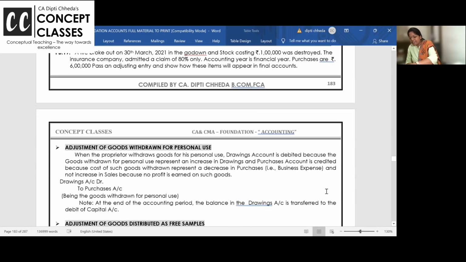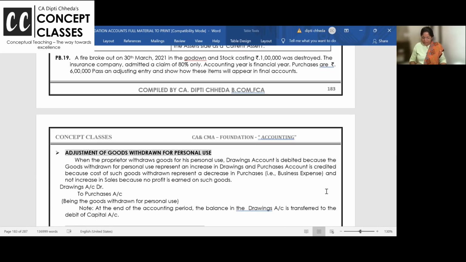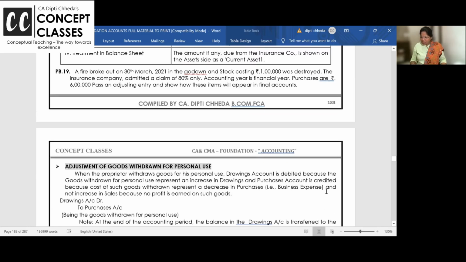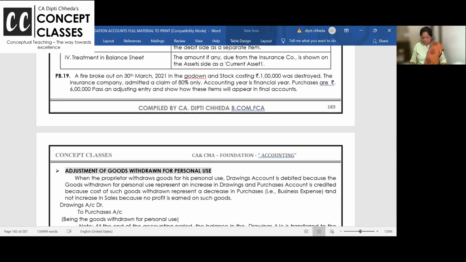With this 19th problem, it will be clear how to adjust and mark it. I told you how important these adjustments are, which we are discussing from yesterday. These are the same adjustments you will be doing in the inter classes also. A fire broke out in the godown and stock costing 1 lakh was destroyed. Insurance company admitted a claim of 80%.